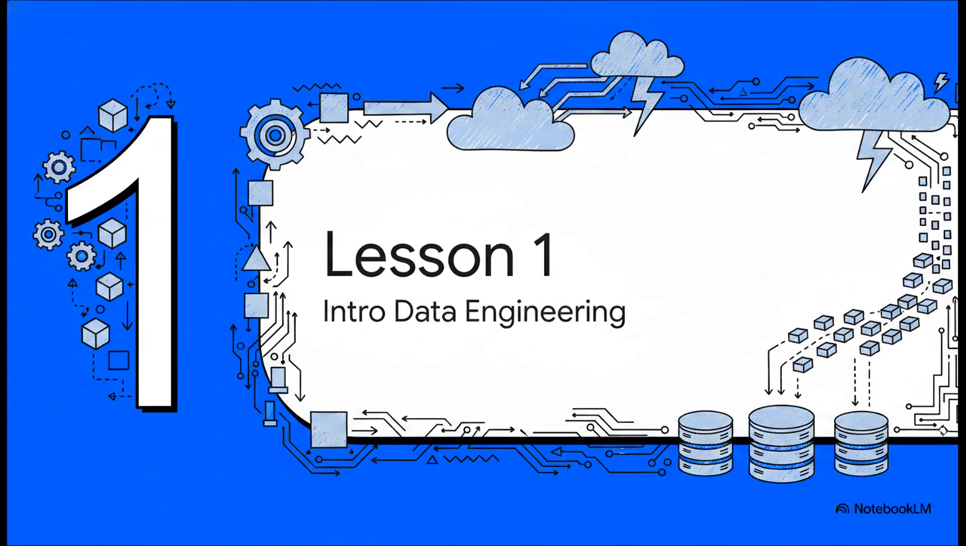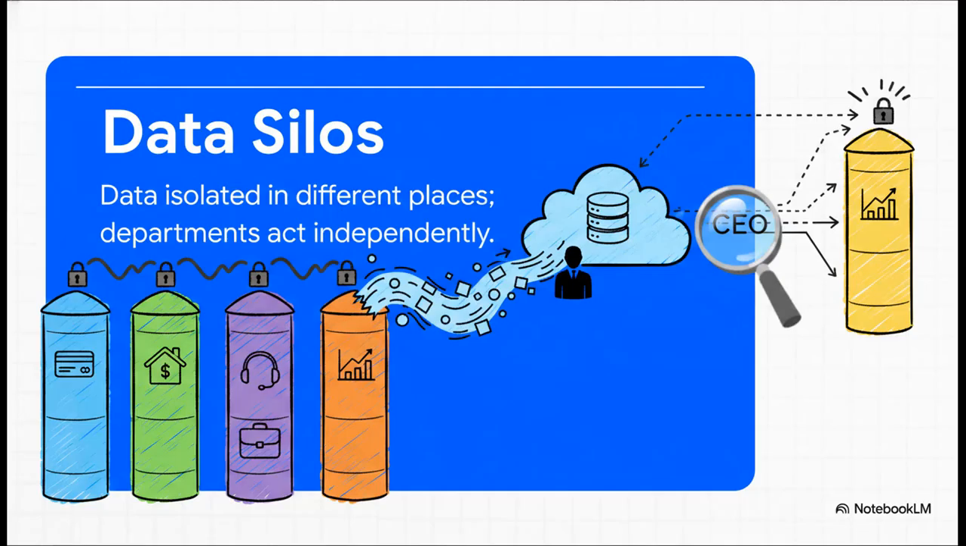Okay, lesson 1, intro to data engineering. Let's dive into it. Before we can even start building, we absolutely have to understand the core problem we're actually solving here. Picture a traditional bank for a second. They might have a highly specific system just for credit cards, another totally separate one for mortgages, and yet another for customer service. This creates what we call data silos. So let me ask you, how does a CEO answer a very basic business question about total customer value when the data is trapped across 5 completely independent systems? Spoiler alert, they can't.